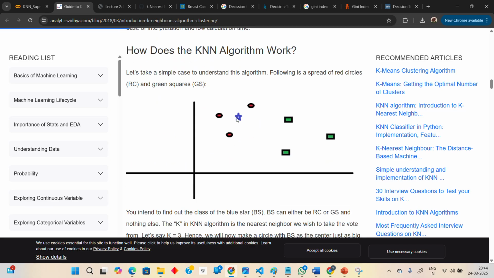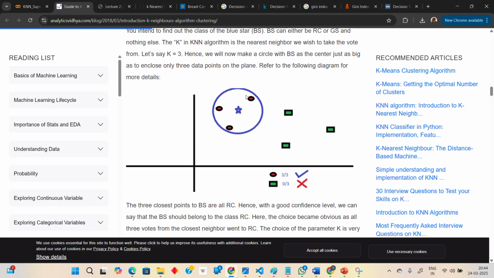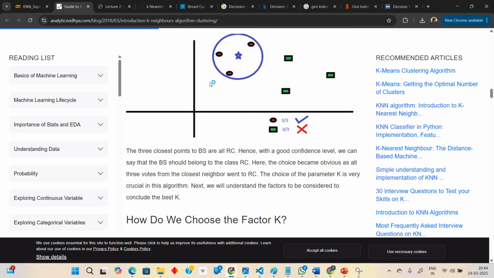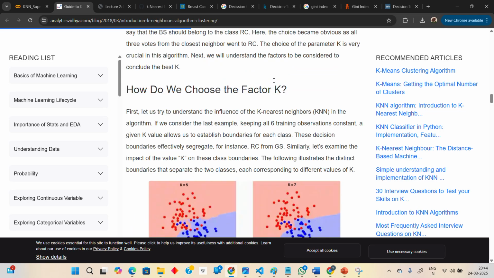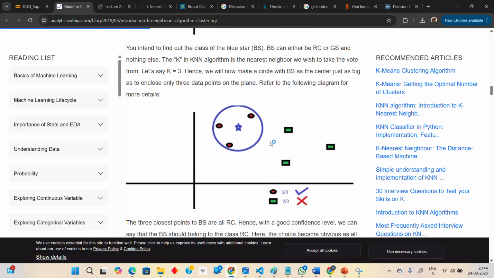The new point finds 3 near points. Out of these 3 near points, all 3 are red. Got it? There is no green point under this circle, that is why here it is 0 out of 3. All 3 are red, so obviously it belongs to red. For example, if it is in between these two, got it?